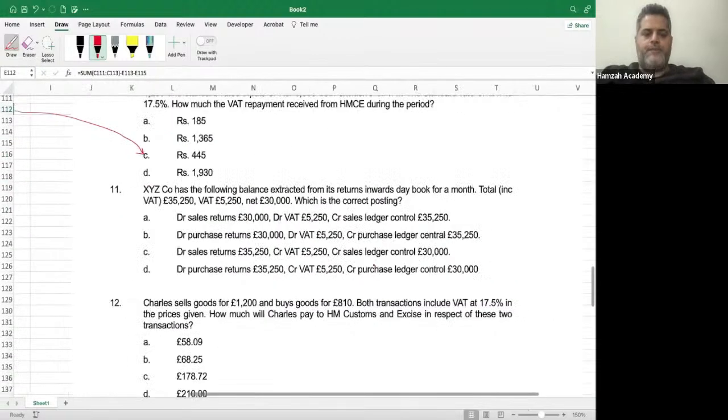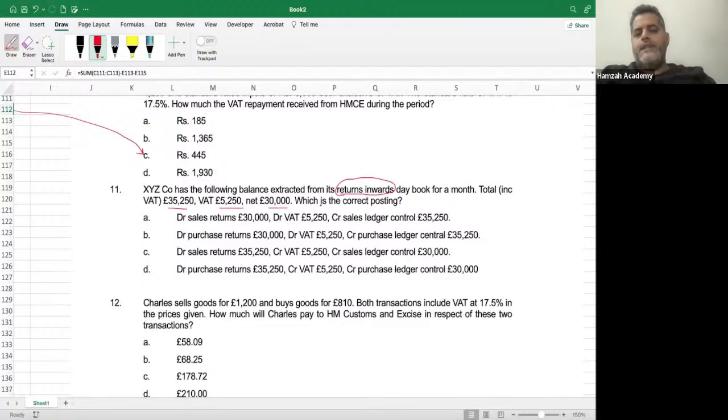Then the next one. XYZ company has the following balance extracted from its return inwards. Return inwards, sales return book for the month. Total including VAT is 35,250, VAT is 5250, net is 30,000. What is the correct posting?